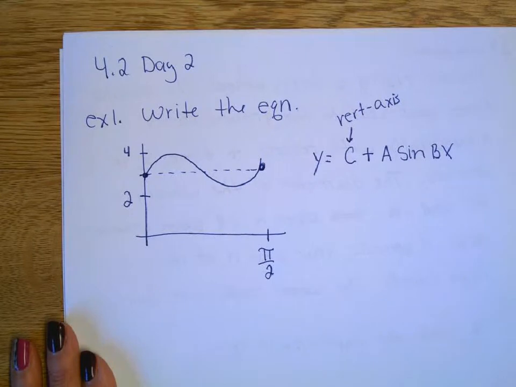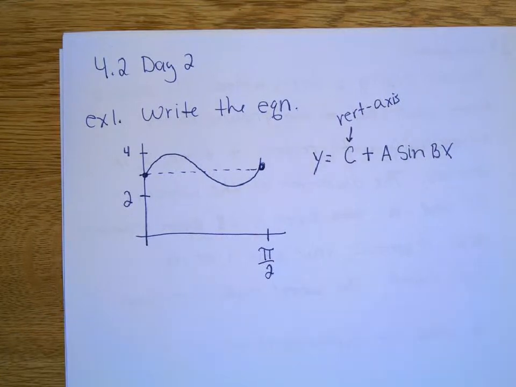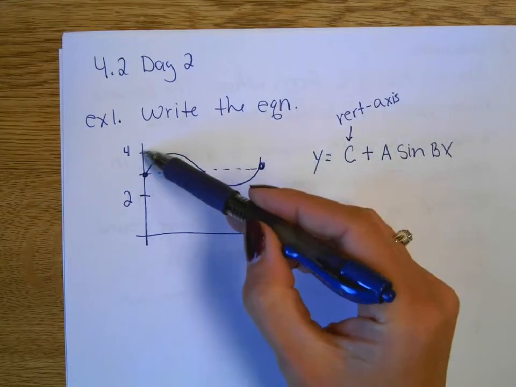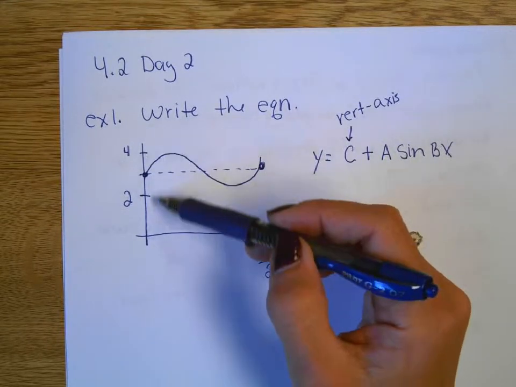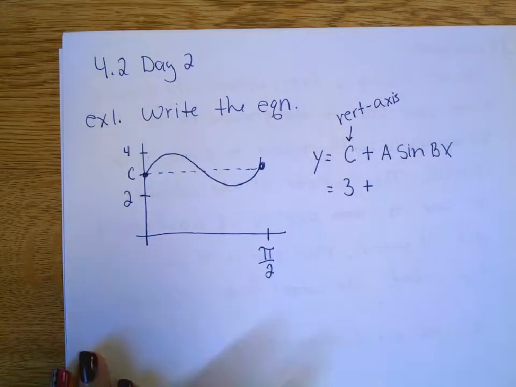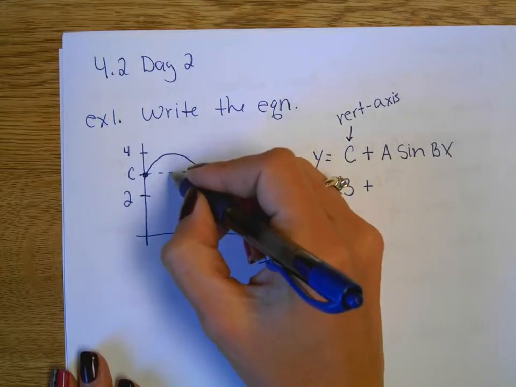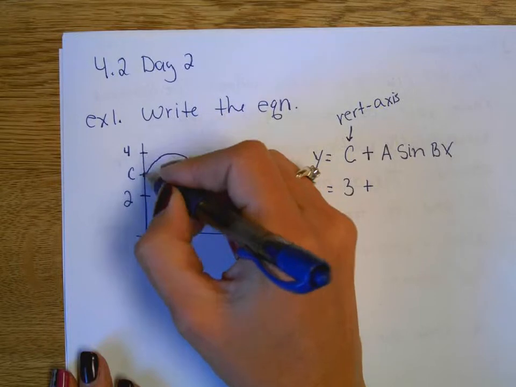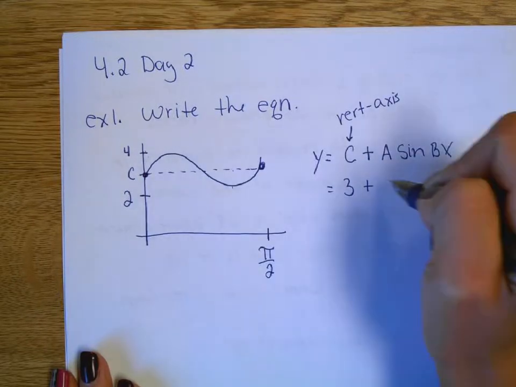I'll put that there. So you've got to find the axis first, the vertical shift, and it's always going to be halfway between your max and min. Even if it's cosine, it's going to be halfway between the max and min. So your c value is right here, and it's 3. Where do I get my a from? And its amplitude, and where is it on the graph? It's from this axis that we just found to the max, or the axis to the min, and what is that distance? 1. So I don't need the 1.